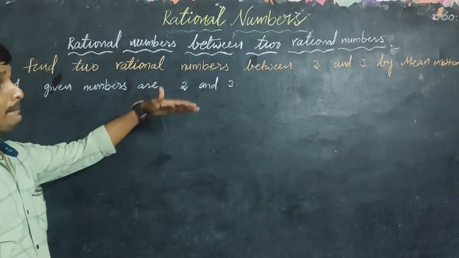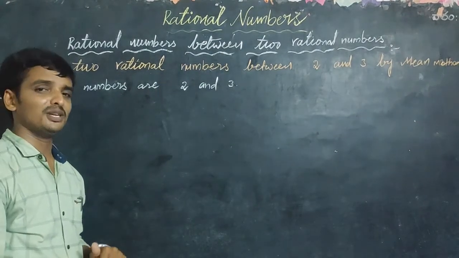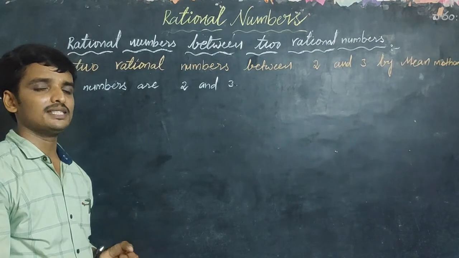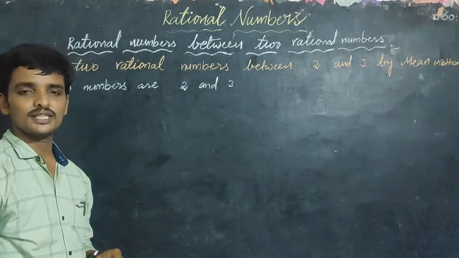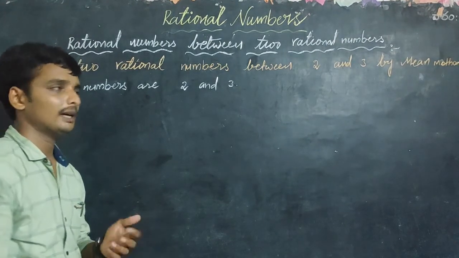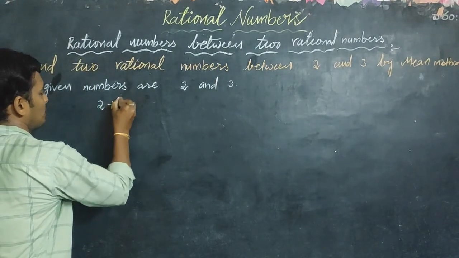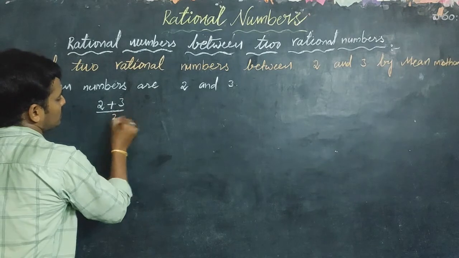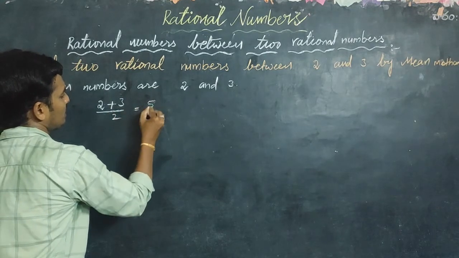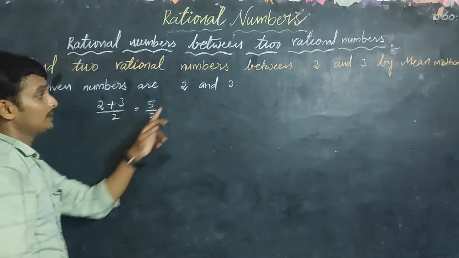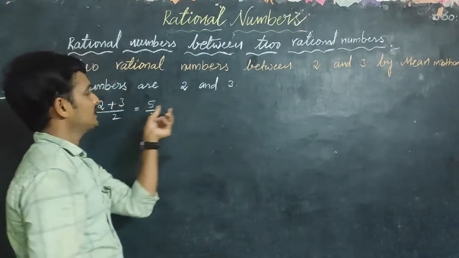Now we are finding the mean. What is the meaning of mean? Mean means average. What is the form of average? Sum of all observations by number of observations. Now we are finding the average of 2 and 3. So 2 plus 3 by 2 is equal to 5 by 2. That means in between 2 and 3 there is a rational number.